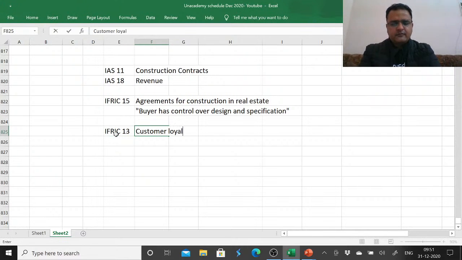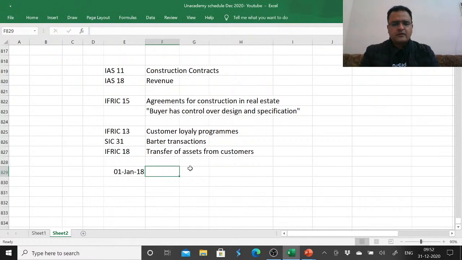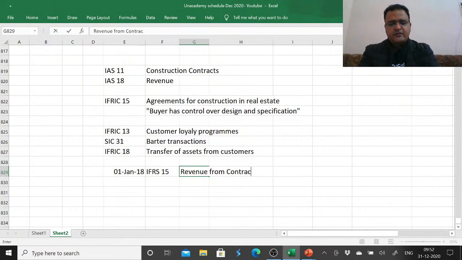customer loyalty programs, SIC 31 barter transactions, and IFRIC 18 transfer of assets from customers. So comprehending revenue became very complex, and there was a demand globally to come up with a new accounting standard on revenue. So all these standards and interpretations were withdrawn, and from 1st January 2018, a new standard, IFRS 15, Revenue from Contracts with Customers, was introduced.